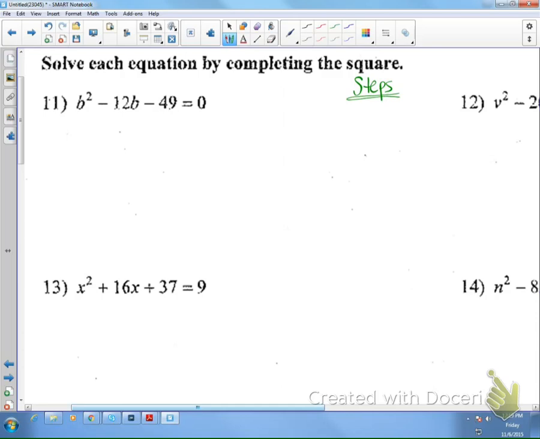Okay, the first step, we're going to do number 11. The first step is to make sure it's set up. Just like quadratic formula has to be set up. It has to be ax squared plus bx plus c. Make sure it's set equal to 0, then it's easy. Well, this one is set up to equal 0. That's good to go for quadratic formula. But these directions ask us to complete the square.